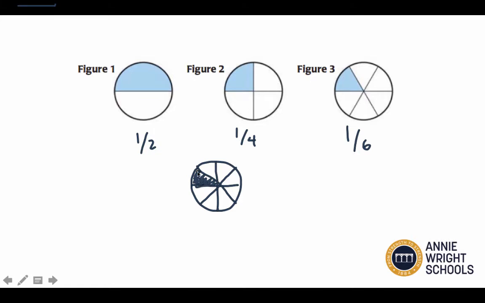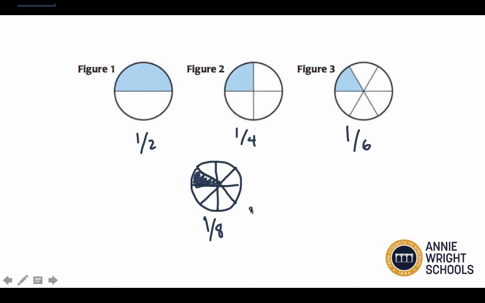Notice we're always shading with the bottom left, right? So it should be this one. Good, and then that would be 1/8. And what would the next one be? Notice the pattern, 1/2, 1/4, 1/6, 1/8.